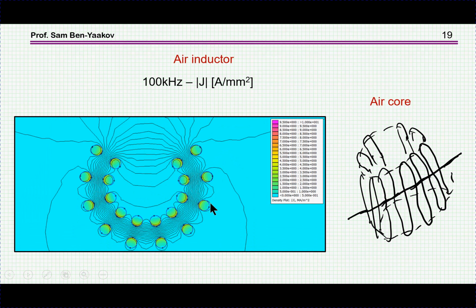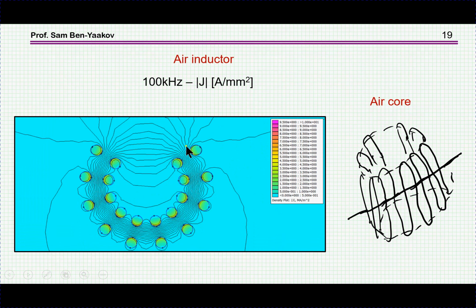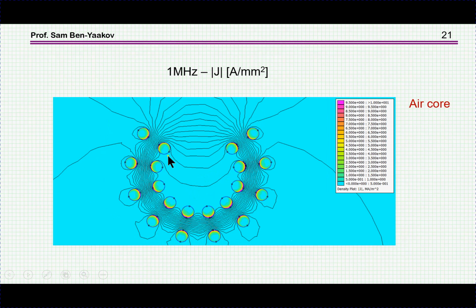Now this is the same 100 kilohertz, except that the scale here is different. Although the color is not that strong, it doesn't go into the red, the scale here is 9.5, and here it is again 2.8, so they are different scales. And here we see the magnetic field, which is built between the wires carrying the current. Very nicely, you see it in between. And this is finally for 1 megahertz.